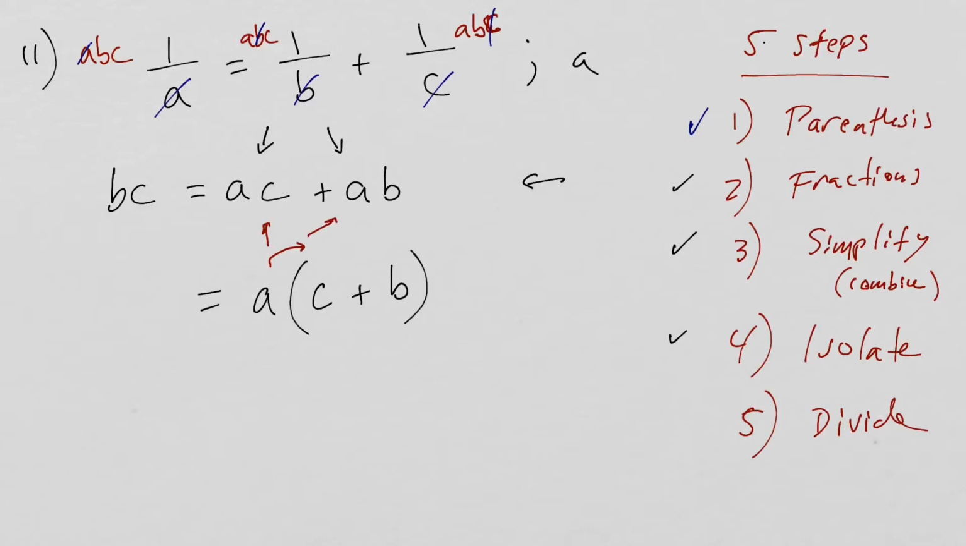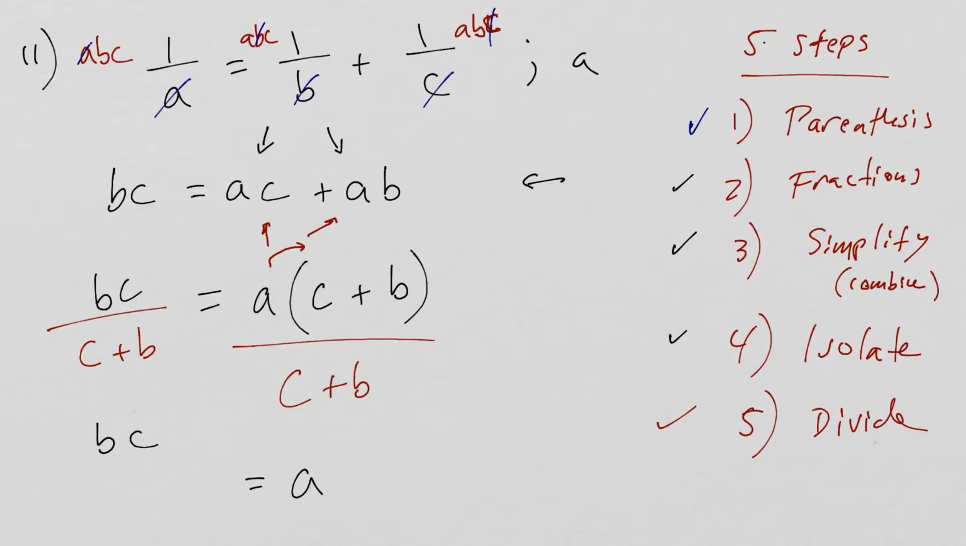Now, step 5 is to divide. We're after the A, so we want to divide out what we don't want. So we're going to divide out C plus B. So we got to do that to both sides. So there was a BC here. We're going to divide out the C plus B. So our final answer is going to be A is equal to BC over C plus B.